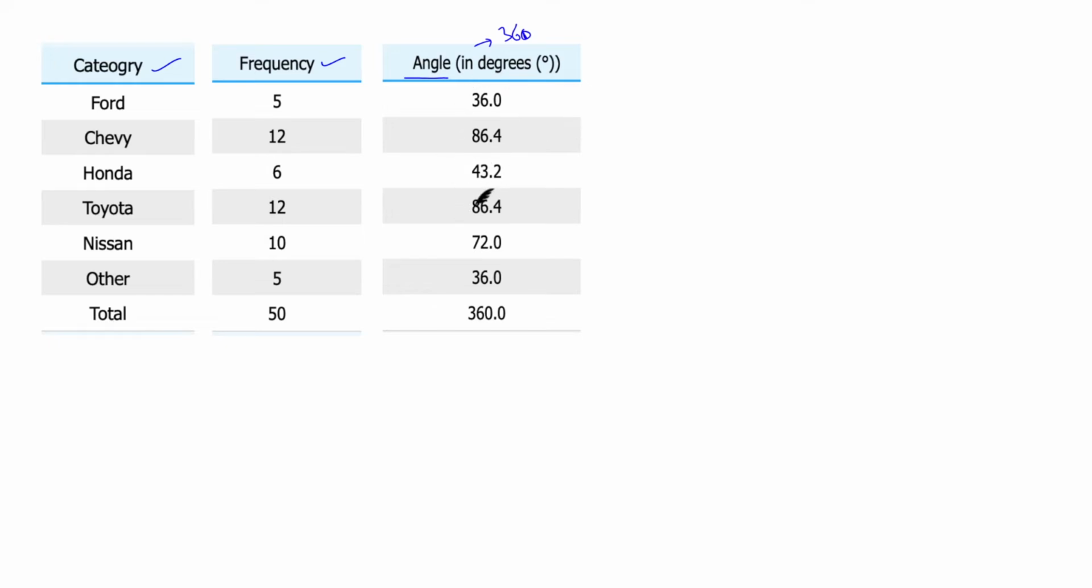And how can we calculate the angle? We divide the frequency by the total amount. This is called relative frequency. Please remember this. Frequency divided by total frequency is basically relative frequency.